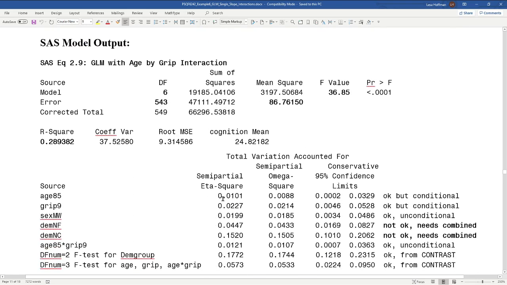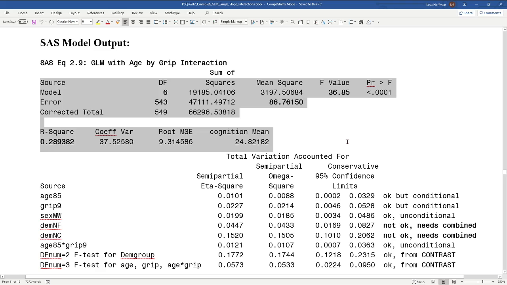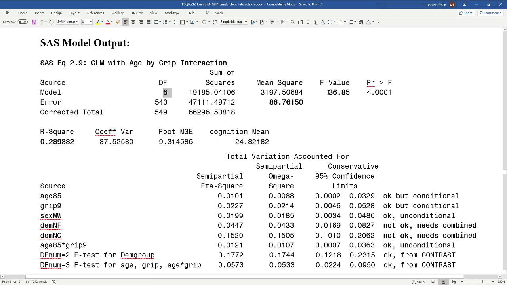So here is the result of our model. The first table tells us on the whole how the model's doing. Does it significantly predict cognition? Yes, it does. The 6 slopes do work together to create a significant model. The model accounts for 29-ish%, so about 2% or so relative to the main effects model, higher.